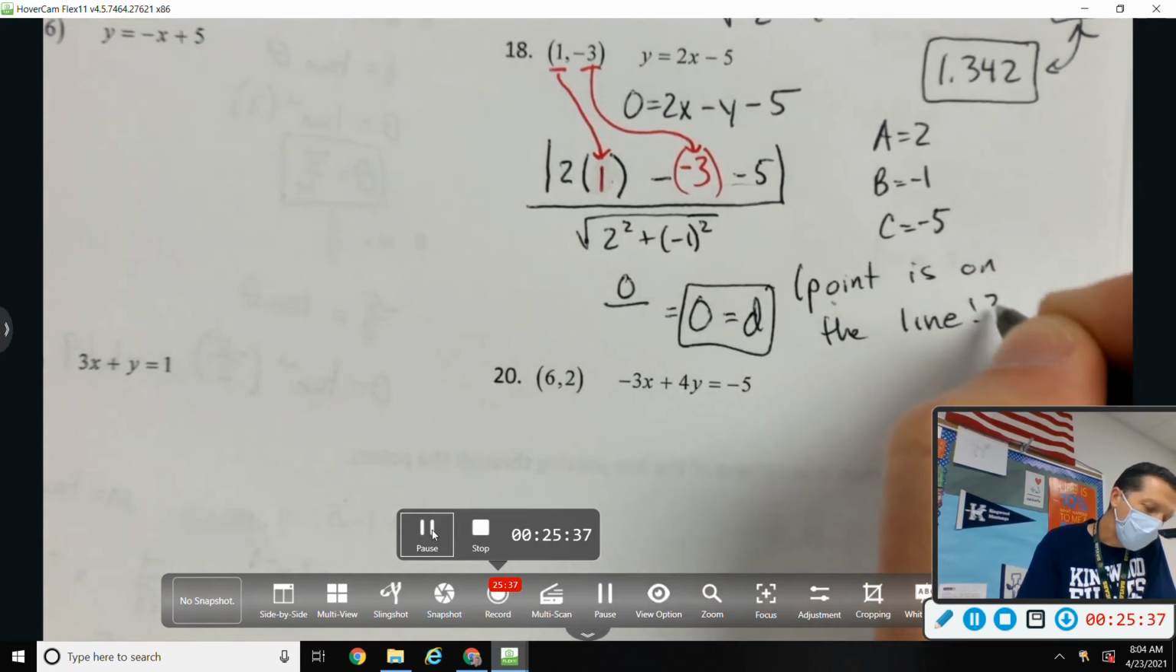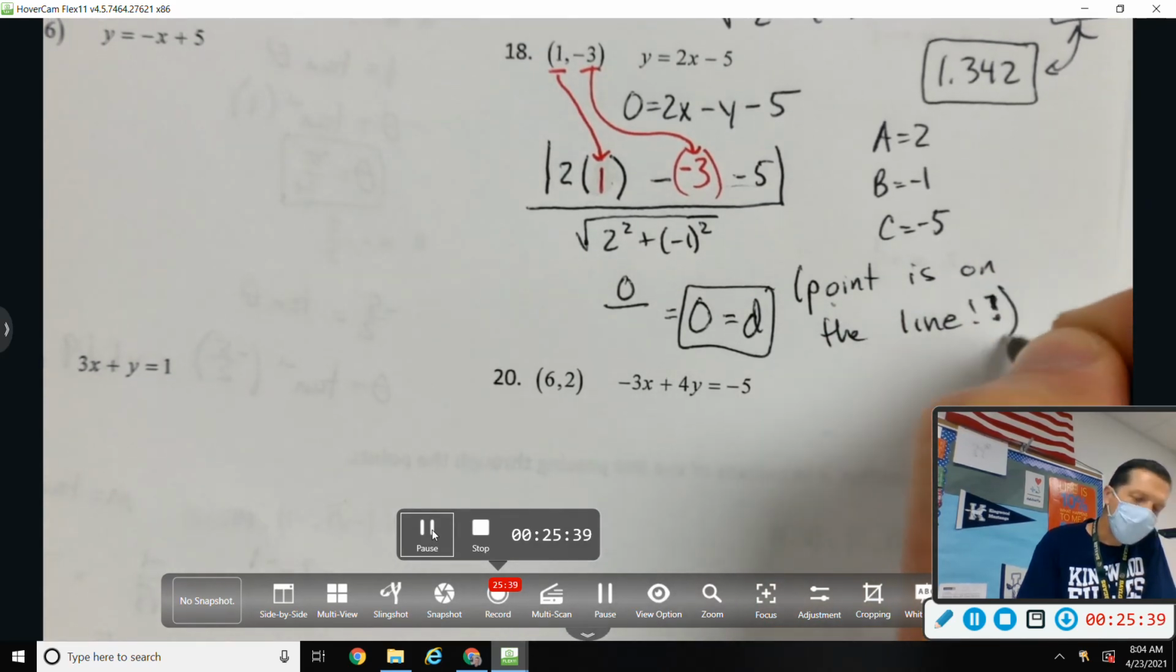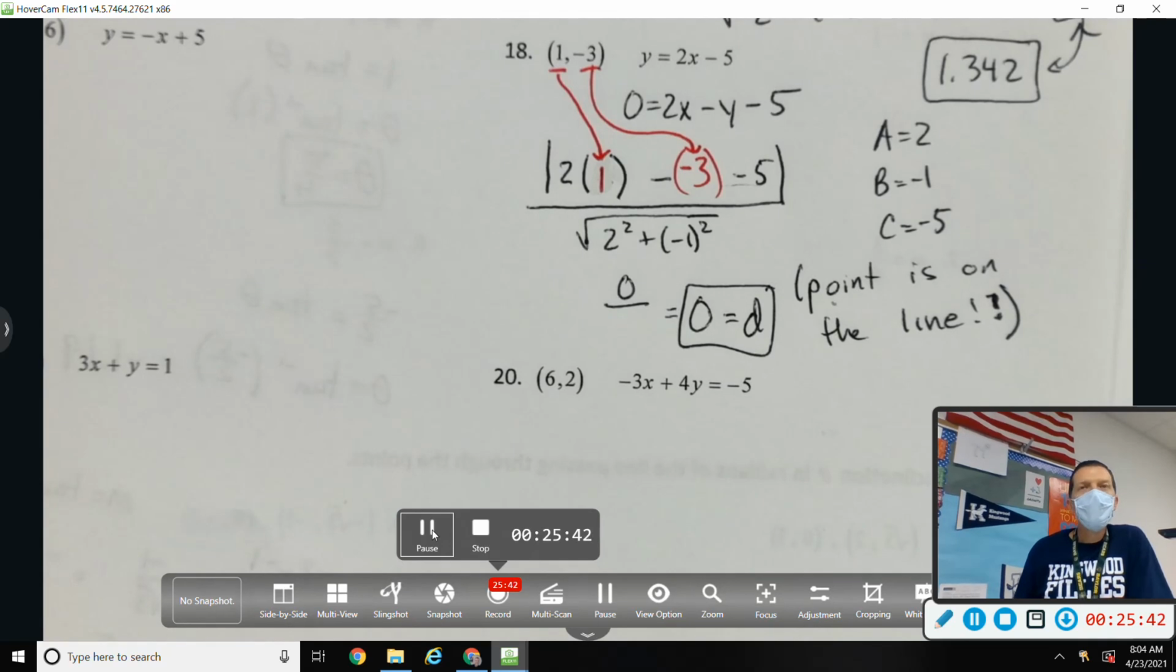No question mark, just an exclamation point. You don't have to say that, but that might help make sense of that problem. Like, what is going on here? Well, if the point is on the line, then yeah, the distance from the point to the line is 0.